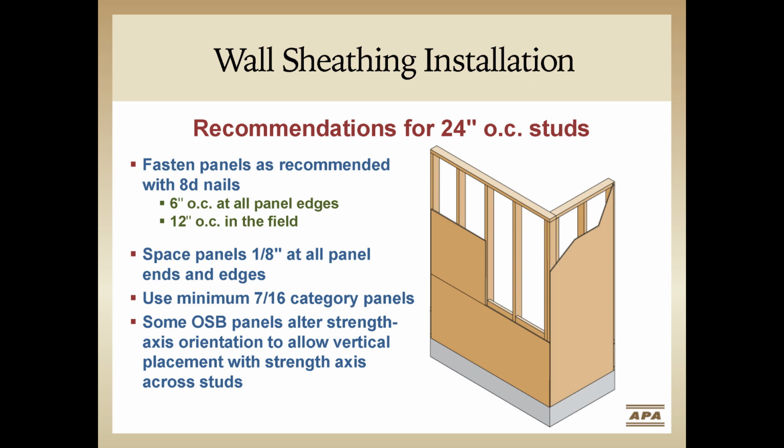Use a minimum 7/16 category wood structural panel when applying panels parallel to studs spaced 24 inches on center, or apply panels perpendicular to studs as shown on the left. And it bears repeating that in order to minimize panel buckling, it's very important to follow APA recommendations for panel spacing and to limit the exposure to moisture when installing sheathing. And that applies whether your studs are at a 16 or 24-inch spacing.